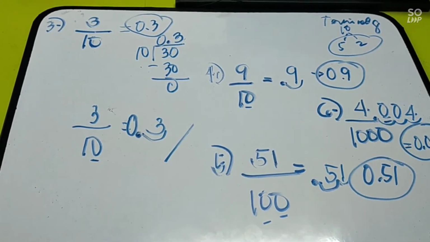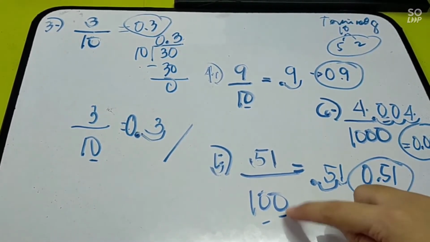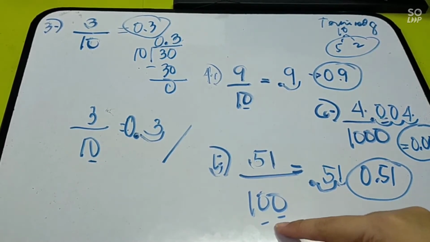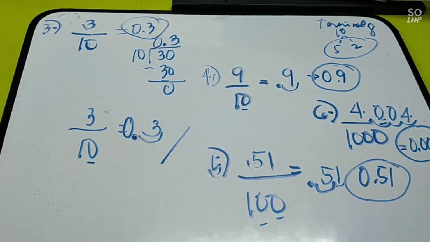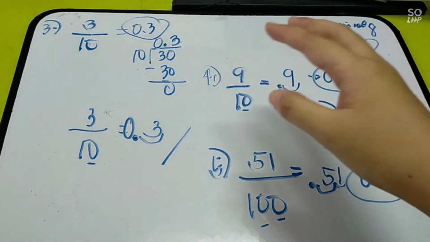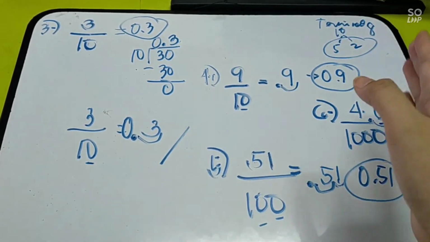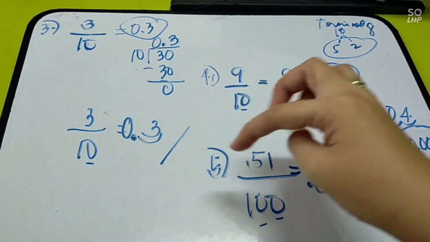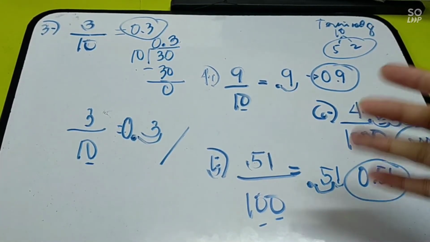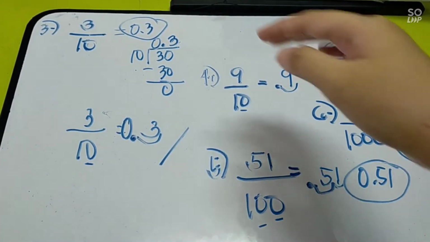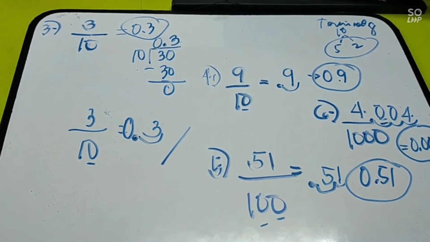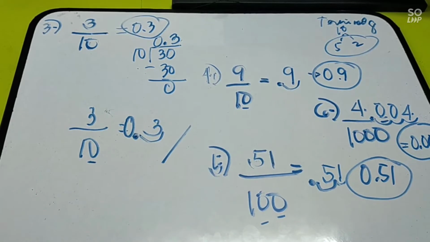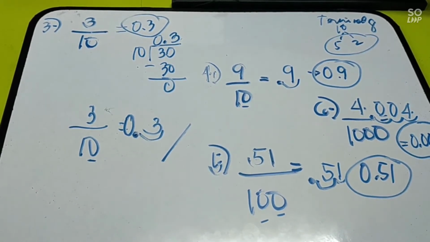Is it clear? But if your denominator is not 10, 100, 1,000, or 10,000, what you do is think of a number you can multiply with the number in your denominator, to make it 10, 100, or 1,000. Or, you may use long division. Is it clear? Okay, let us have an example of repeating.